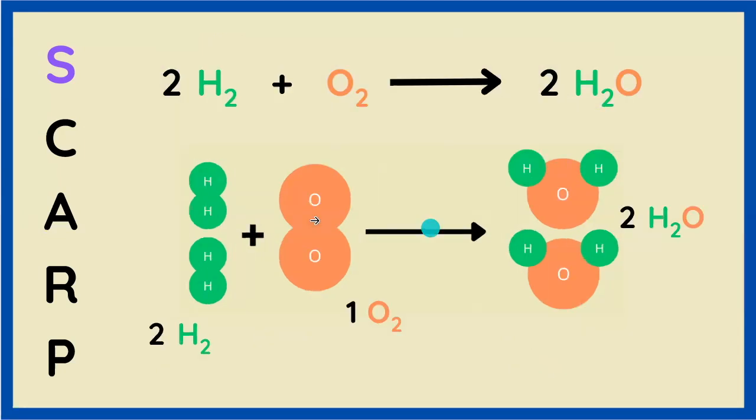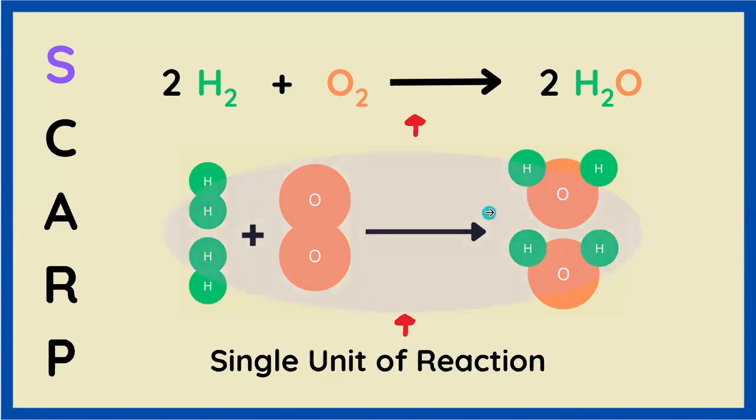Visually speaking, this is what the smallest coefficient situation looks like, where we have the minimum number of molecules possible to make this reaction occur. 2 molecules of H2, 1 molecule of O2, and 2 water molecules. This is also what's called a single unit of reaction, and the rest of this video will show you exactly what that means and help you avoid common misconceptions and pitfalls.